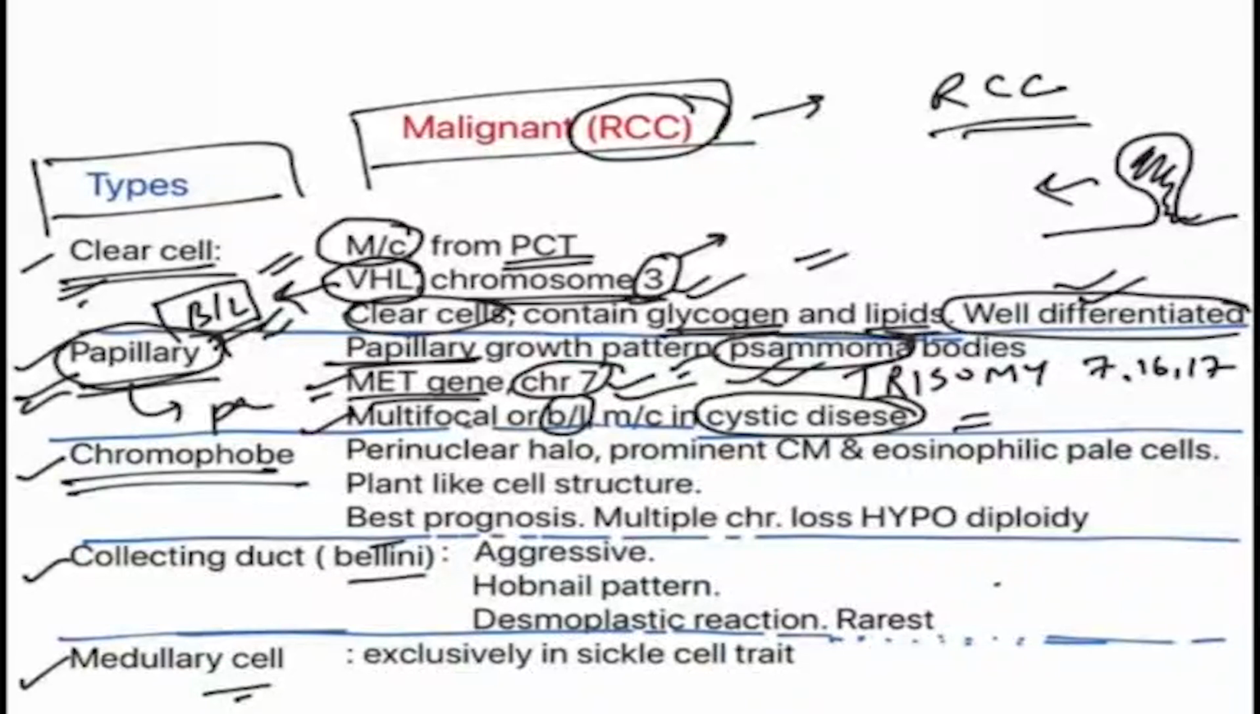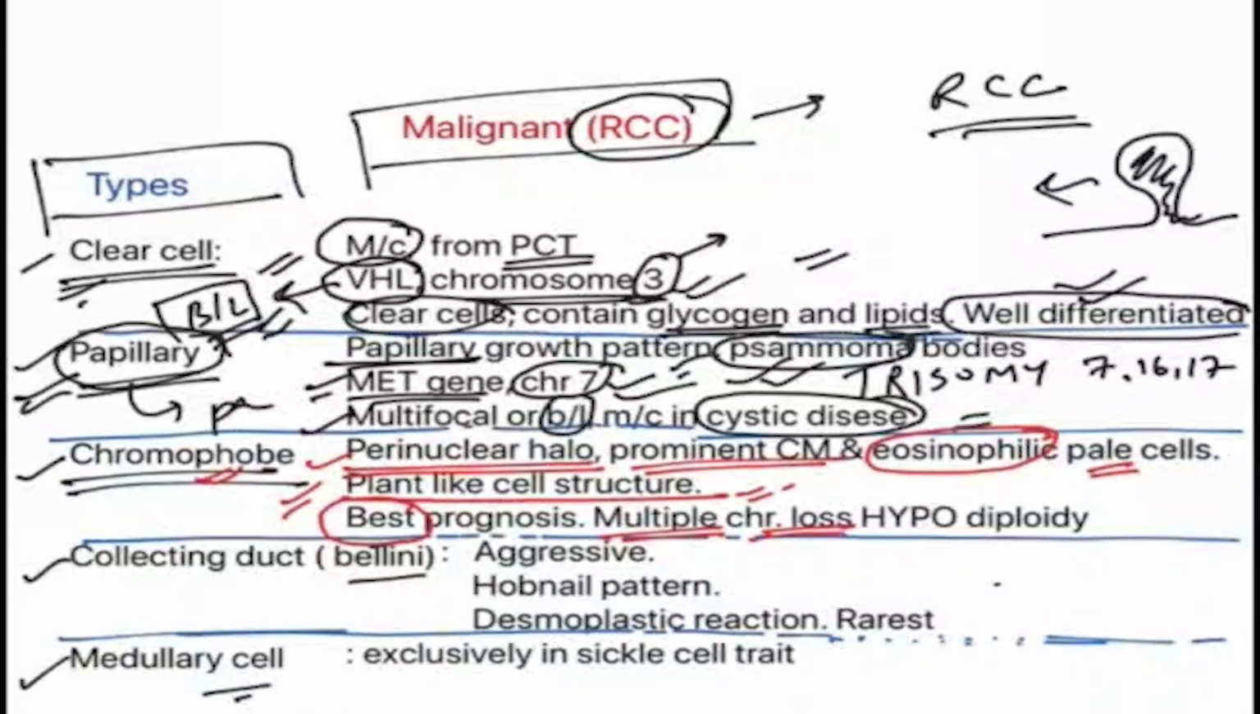Now coming to the chromophobe variant of renal cell carcinoma. Chromophobe variants have a perinuclear halo, which is asked in questions, prominent cytoplasmic membrane, and eosinophilic cells. Also, whenever there is the term plant-like cell structure, this refers to chromophobe tumors. These have the best prognosis, and multiple chromosome loss is present. Hypodiploidy is also there in all renal cell carcinomas.